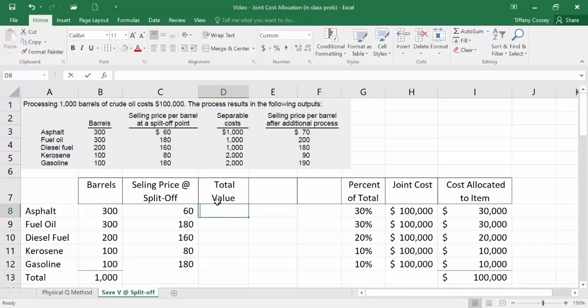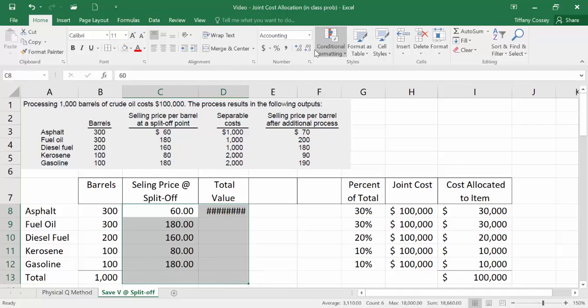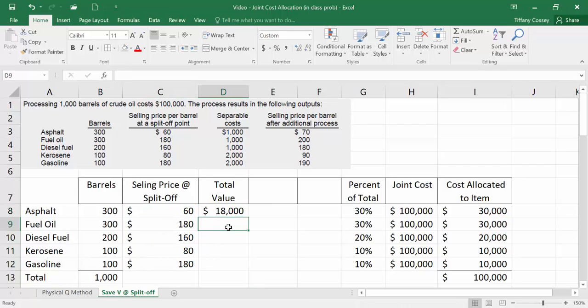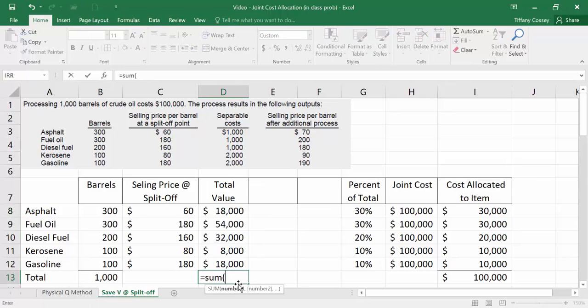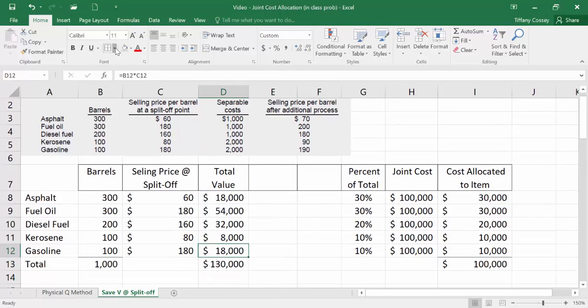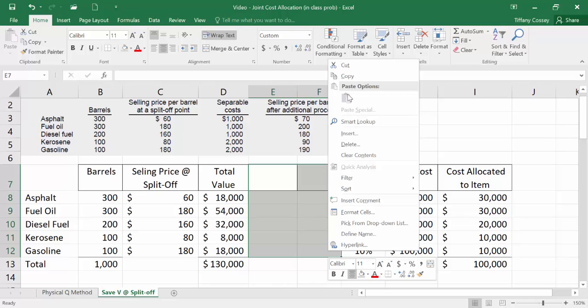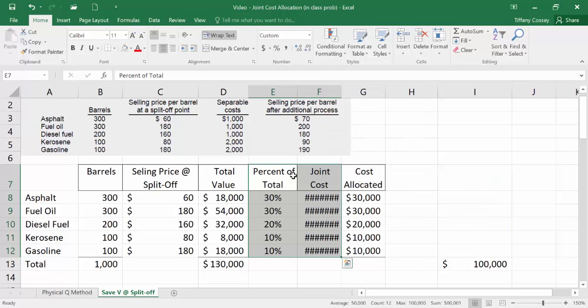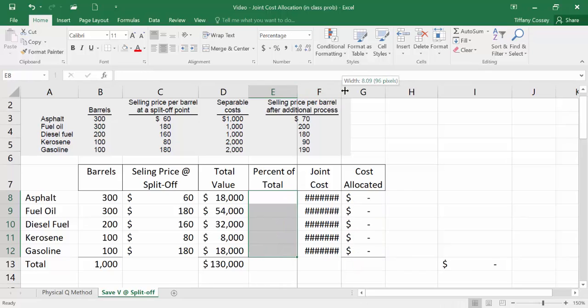We'll just call this total value. Multiply the number of barrels times the selling price at split-off. There we go. We'll carry that formula down, and the total is $130,000. Okay, and then I'm going to bring those columns back over here. Make that a little bigger.